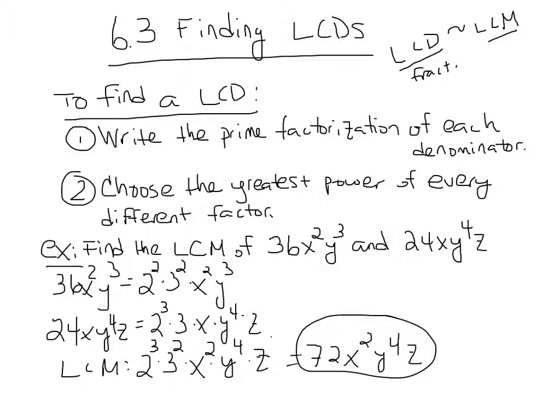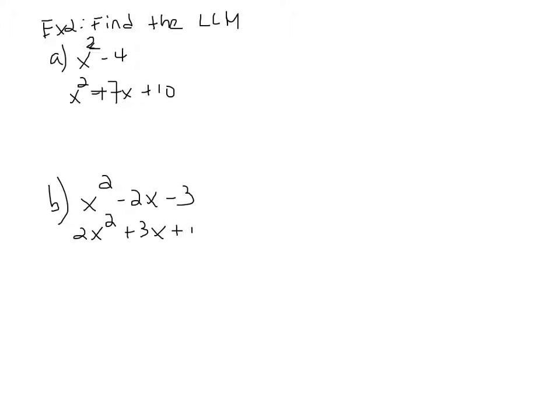And in simple language, a least common multiple is basically the smallest thing that both of these guys will go into evenly. Let's try a harder example on the next page.